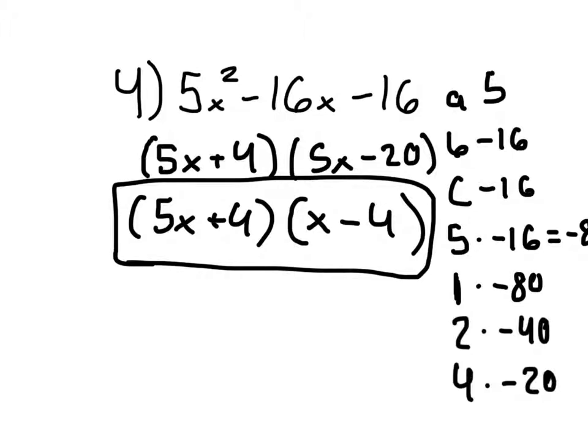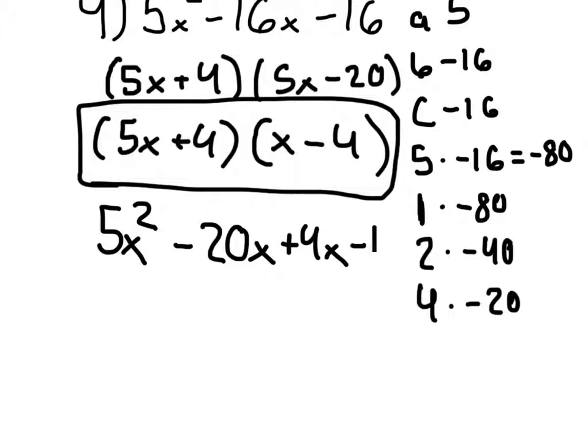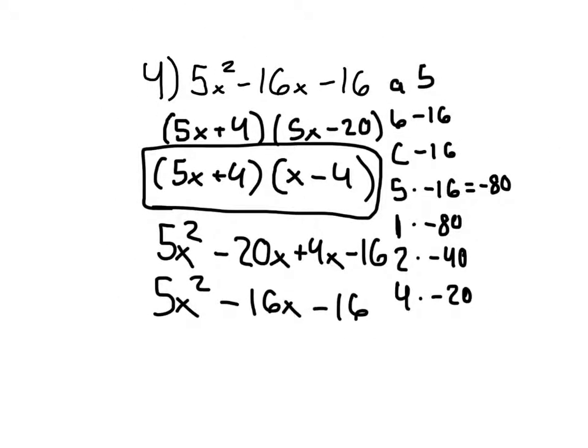But I'll show you how to check this now. What you're going to want to do is FOIL just like the other ones. But don't worry about the 5 that we threw out. So first, outer, inner, last. So we got 5x squared minus 20x plus 4x minus 16. Go ahead and add the things that are similar, and we'll get 5x squared minus 16x minus 16. And if we go ahead and look here, these right here are the same. And that's how you know that you're right.